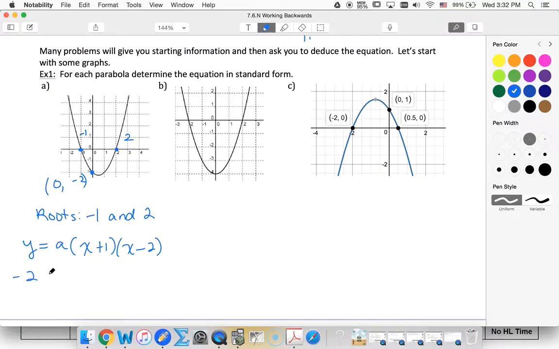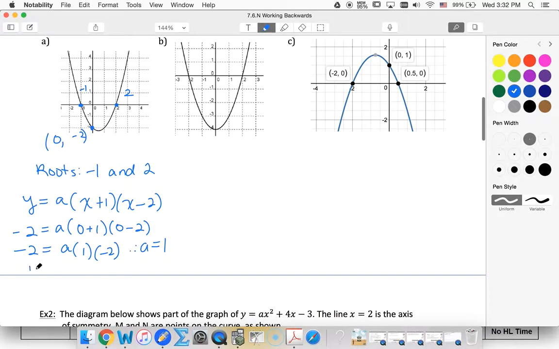So y is equal to -2 when my x is 0. So -2 equals a times 1 times -2. That must mean a is 1. So this equation in root form is 1 times x plus 1 times x minus 2.